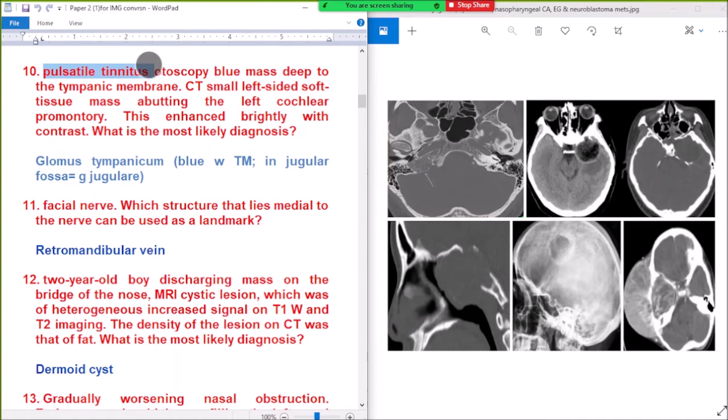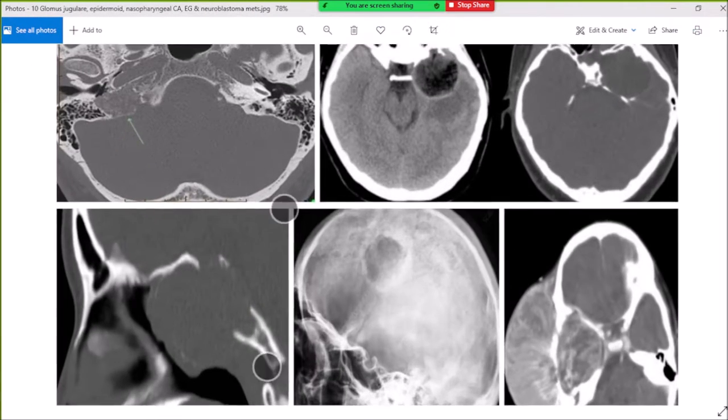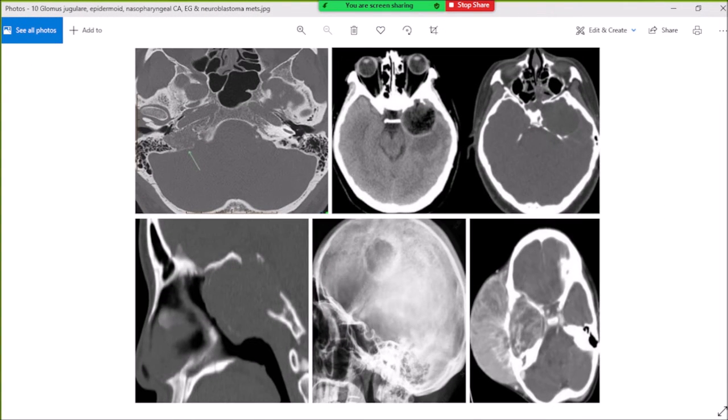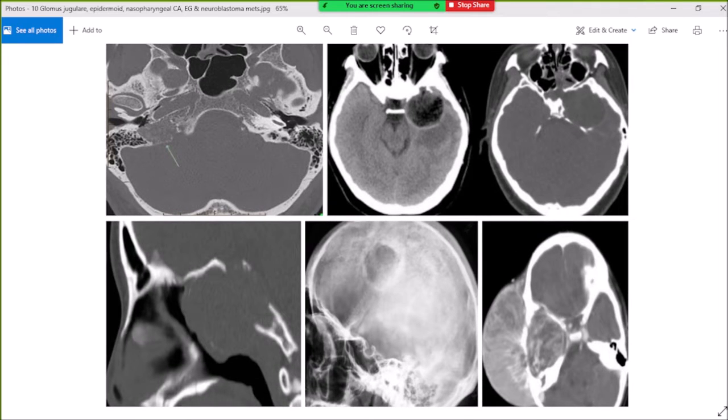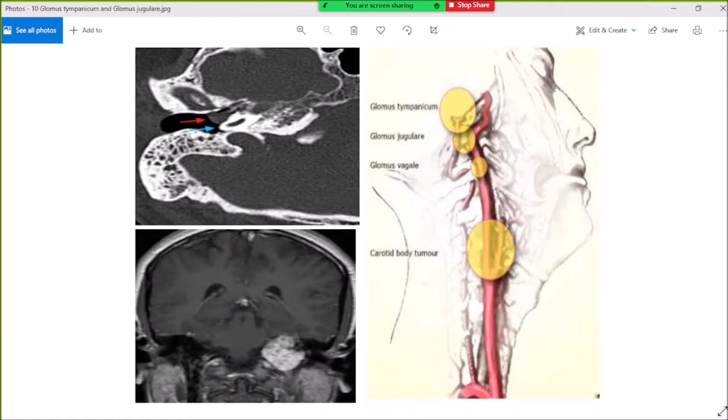Pulsatile tinnitus. Otoscopy shows a blue mass deep to the tympanic membrane. CT scan shows a small left-sided soft tissue mass abutting the left cochlear promontory. This enhanced brightly with contrast. What is the most likely diagnosis? Glomus tympanicum. Now, what I don't like in the ear is that all these pathologies are very small and you have to look closely. With glomus tympanicum, which one is glomus tympanicum? So this is a mass deep to the tympanic membrane. So this is glomus tympanicum, correct?